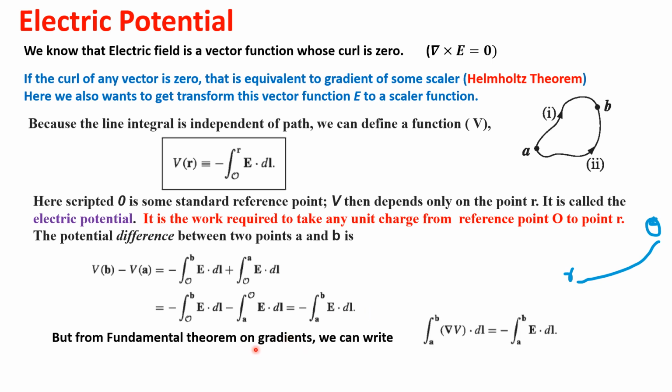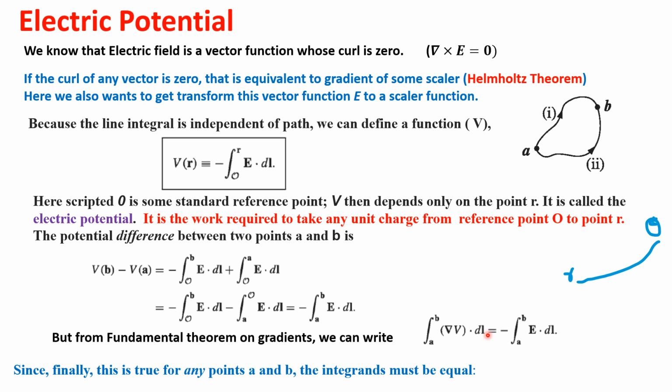The fundamental theorem on gradients says that if we have the integral from A to B of E dot dl, it can be written as the integral of del V dot dl. If these two integrals are equal, the integrands should also be equal, because both are line integrals with dl, so E should be equivalent to minus del V. E equals minus del V. So this is how we can find the electric field.